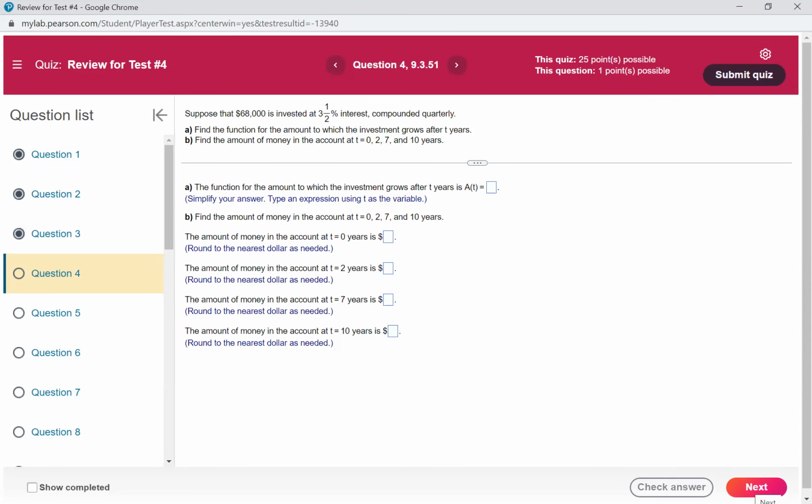Hey, y'all, let me write this one down real quick. $68,000 invested at 3.5% interest, compounded quarterly. So A, they want us to find a function for which the amount grows after t years, and then find the amount at t equals 0, 2, 7, and 10 years. All right, y'all, so I'm gonna do that on my paper, and then we'll come back and put that in.